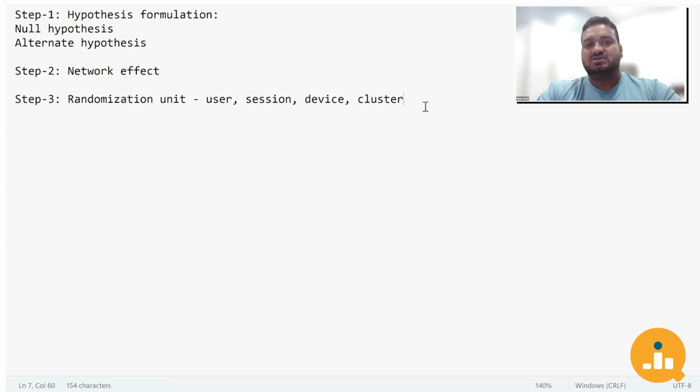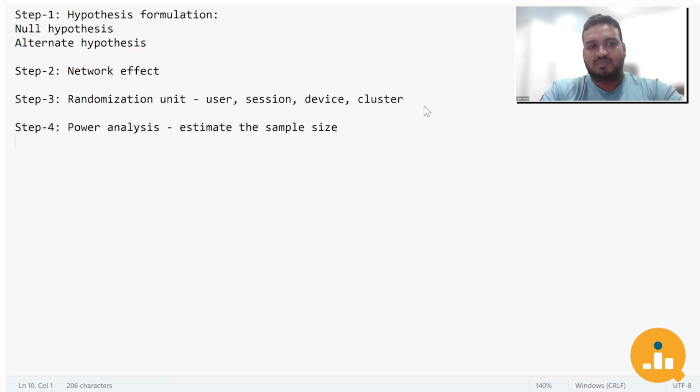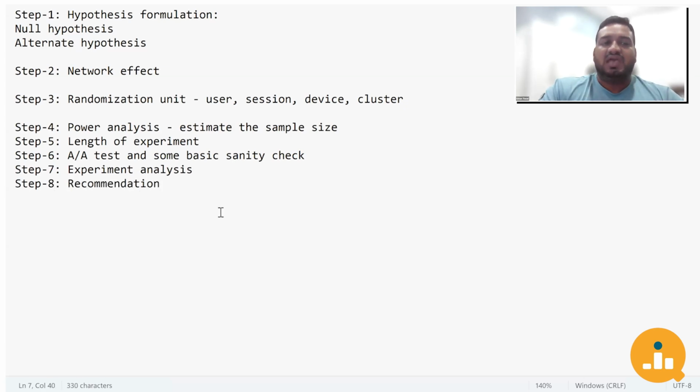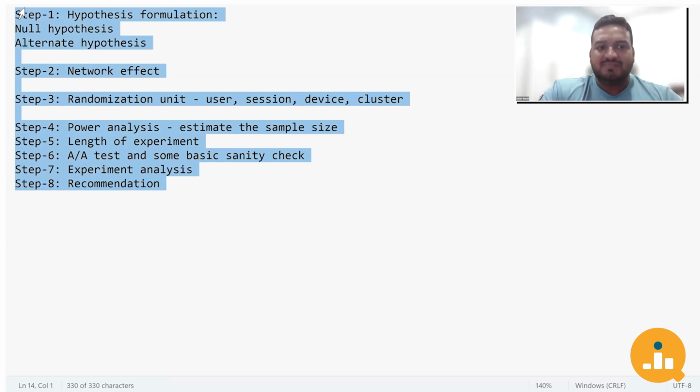Once you establish this, then you talk about power analysis to estimate the sample size. Okay. And once you have done the power analysis, you decide the length of experiment. Then in step six, you do AA test and some basic sanity check to ensure your experiment setup is correct. And in step seven, you do experiment analysis and you share recommendations based on experiment. So this is generally an end-to-end flow for our A/B testing. And that is what we have to communicate in our interview.